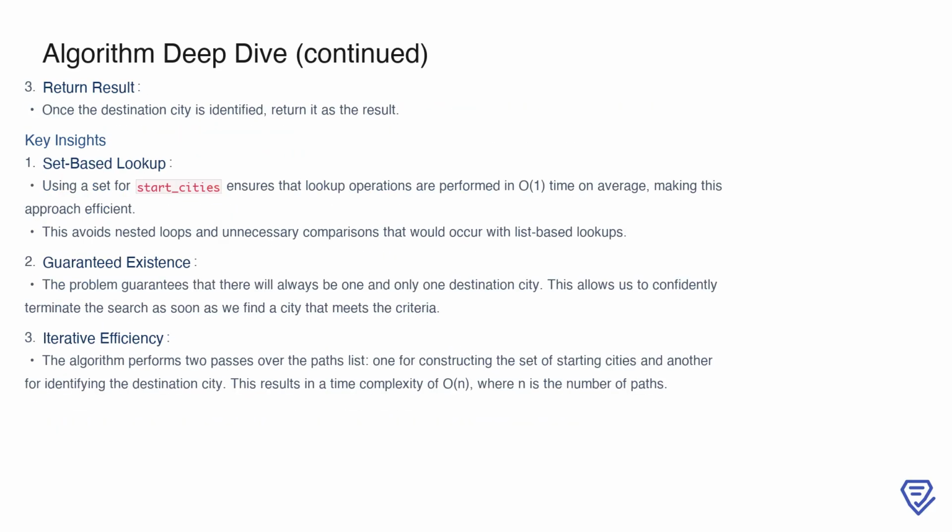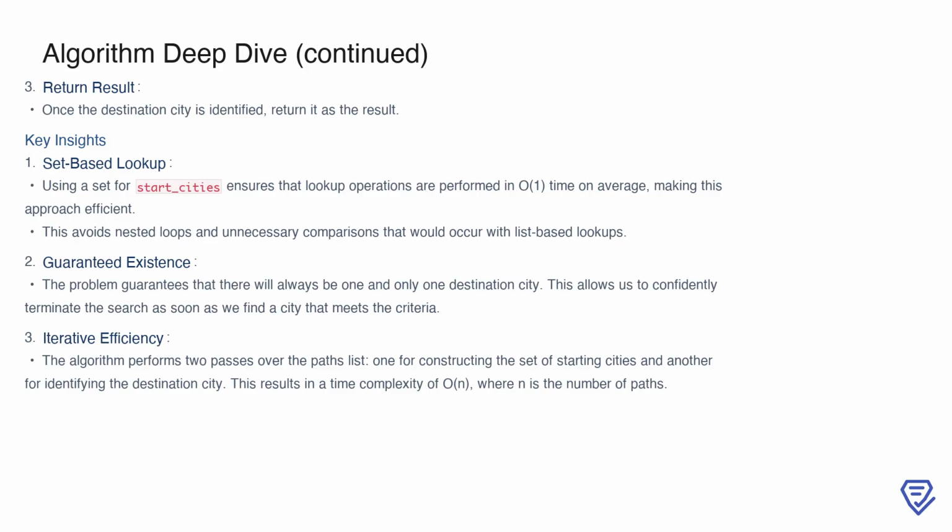Once we identify a city that is not present in the start_cities set, we can confidently return it as the destination city. This is because the problem guarantees that there will always be exactly one destination city. Using a set for storing starting cities makes the algorithm highly efficient, as set lookups have an average time complexity of O(1). This avoids the need for nested loops and unnecessary comparisons that would occur with list-based lookups. Furthermore, since we are guaranteed that there is one and only one destination city, we can terminate the search as soon as we find it.